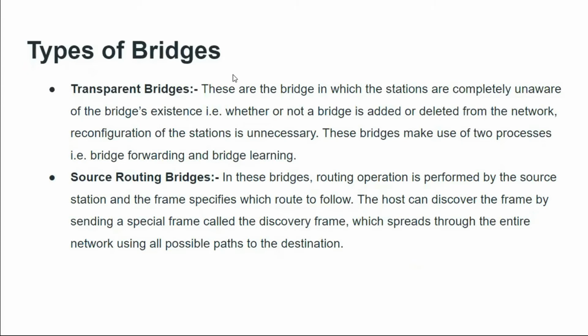And for bridges, we also have two different types: transparent bridges and source routing bridges. In transparent bridges, if two networks are connected, the networks will not be aware that they are connected with a bridge. But with source routing bridges, the routing operation is performed between the source station and the destination station. So both of them are aware that they are connected with bridges. So this is the main advantage and disadvantage of transparent bridges and source routing bridges.